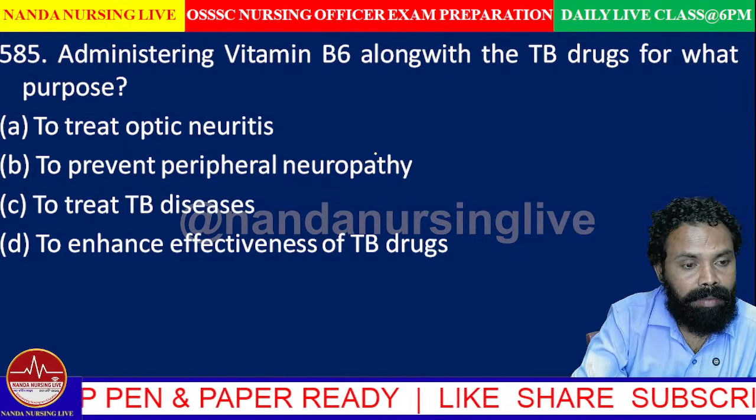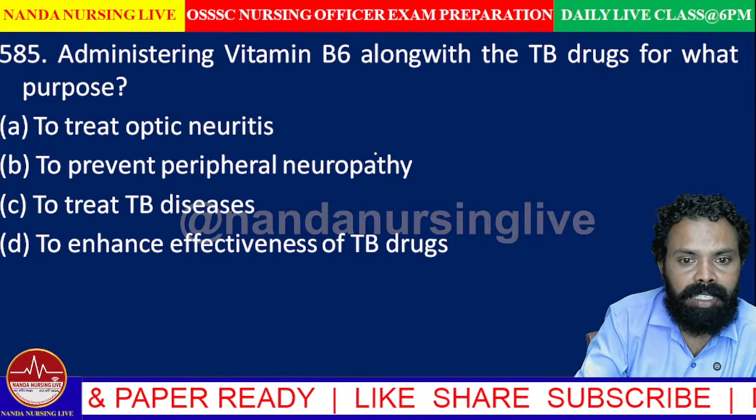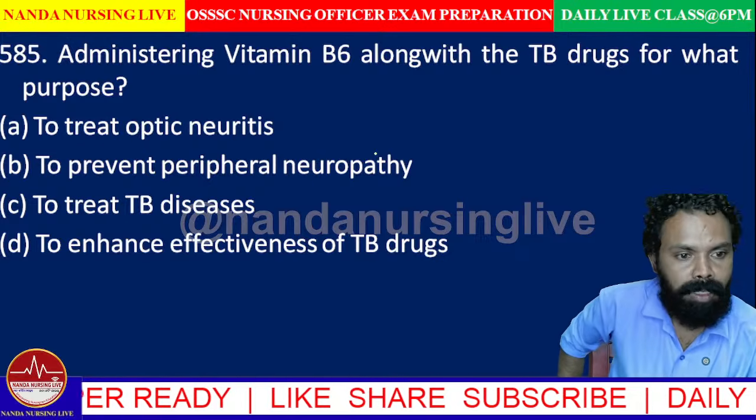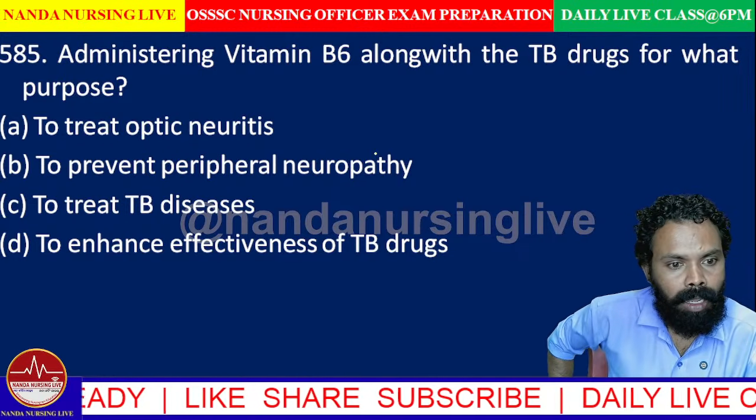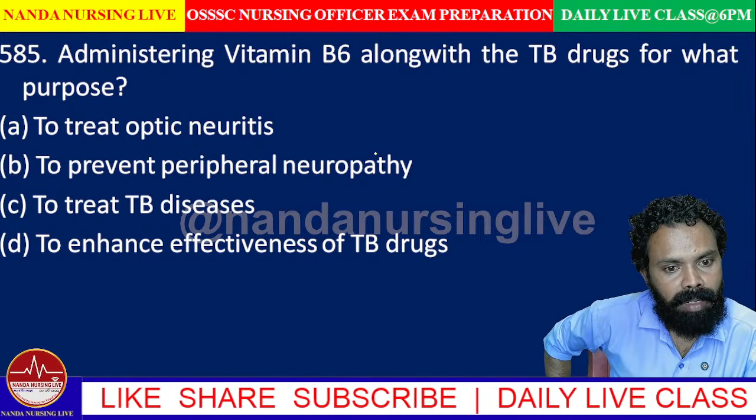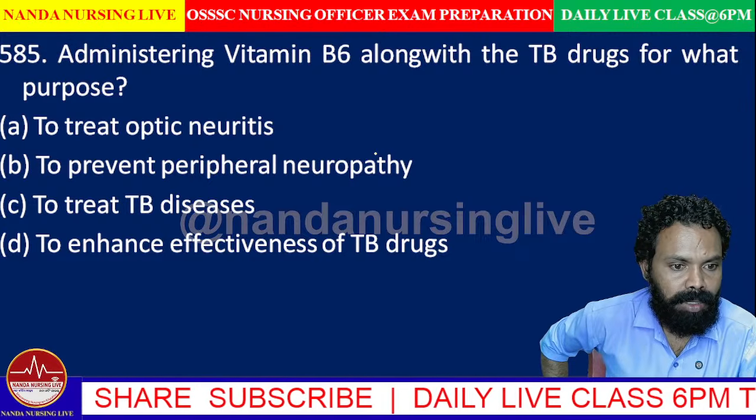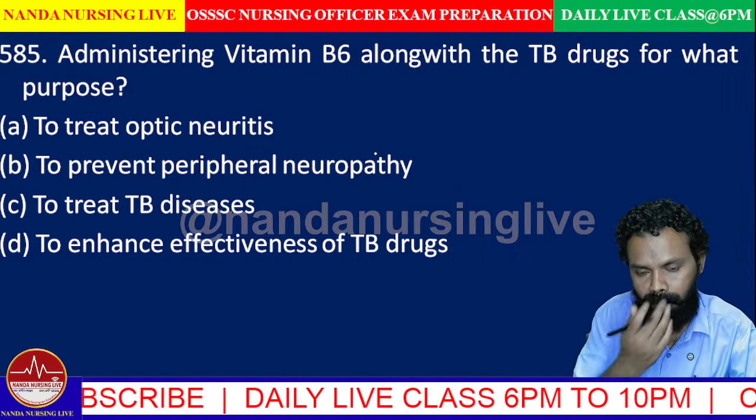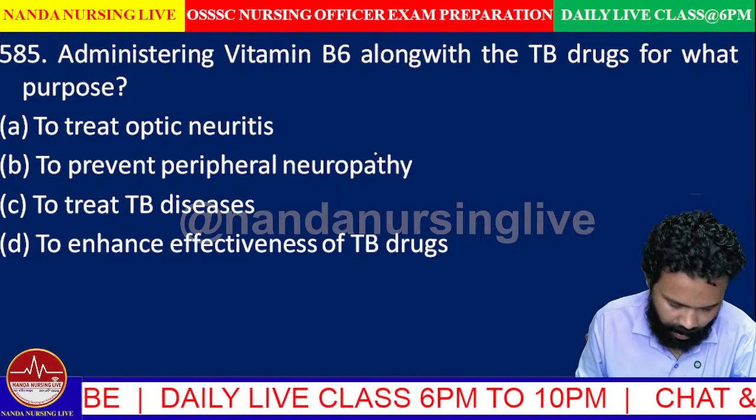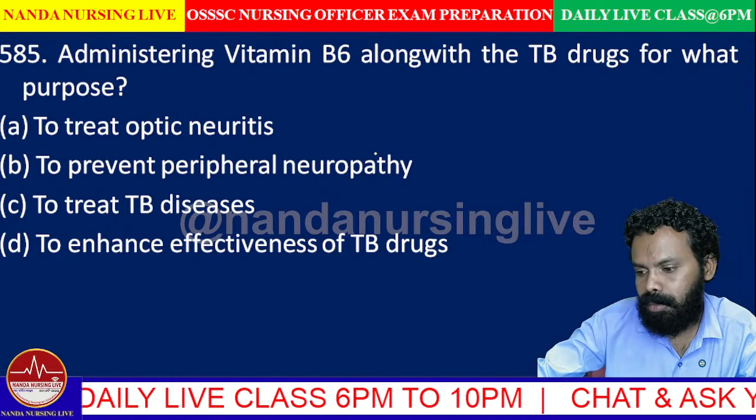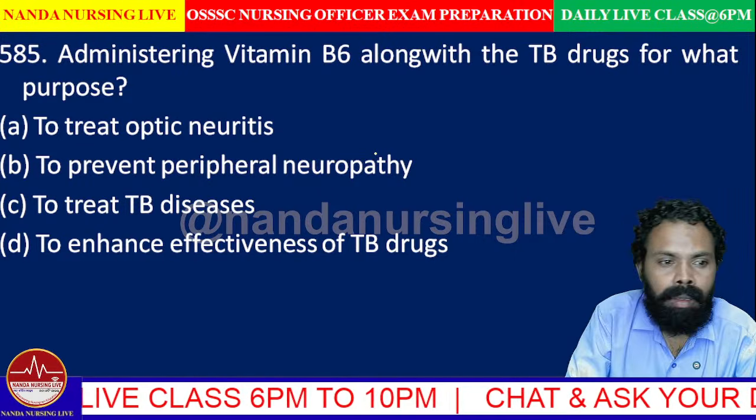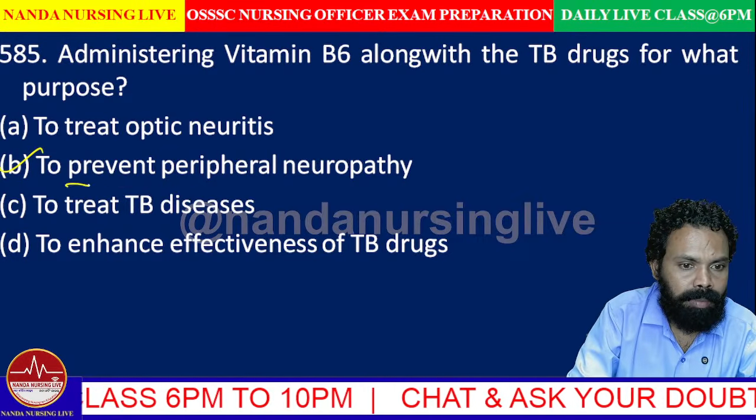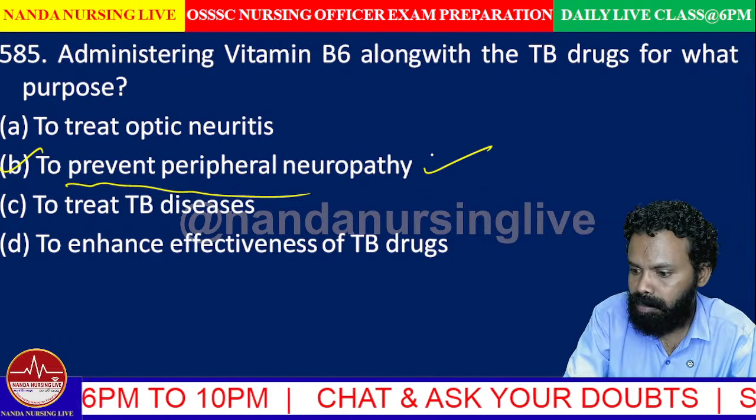Next question, question number 585. Vitamin B6 is administered along with the TB drugs for what purpose? Option A is to treat optic neuritis, option B is to prevent peripheral neuropathy, option C is to treat TB disease, option D is to enhance effectiveness of TB drugs. So which option is the correct answer? Answer quickly. The correct answer is option B, to prevent peripheral neuropathy, right?